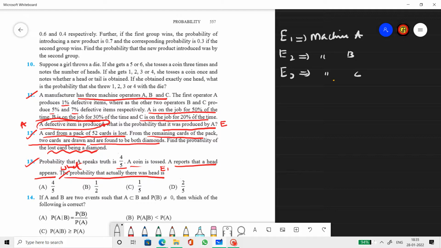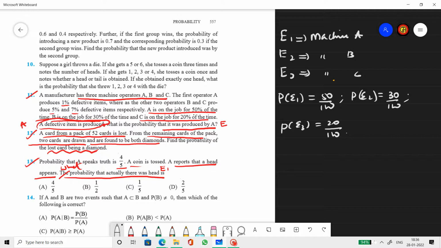A is on job for 50% of the time, so that means machine A produces 50% of the output. So P of E1 is 50 by 100. P of E2, B is on job for 30% of the time. So B produces 30% of the output. And C is on job for 20% of the time. So C produces 20% of the output.